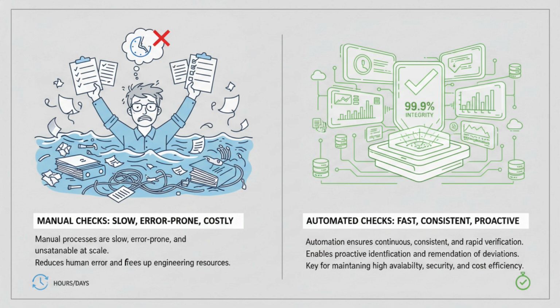Automated checks, on the other hand, provide continuous, consistent, and rapid verification. They can scan your entire environment in minutes, identify deviations instantly, and even initiate self-healing actions. This shift from reactive, labor-intensive remediation to proactive, automated validation is crucial for maintaining high availability and security, ultimately saving significant operational costs and reducing mean time to recovery.